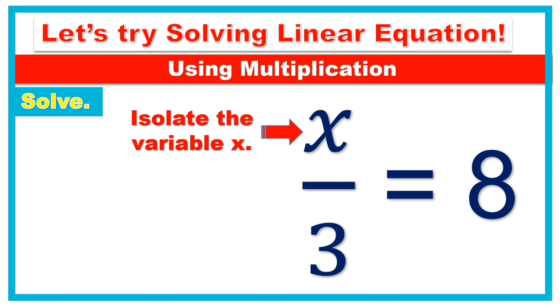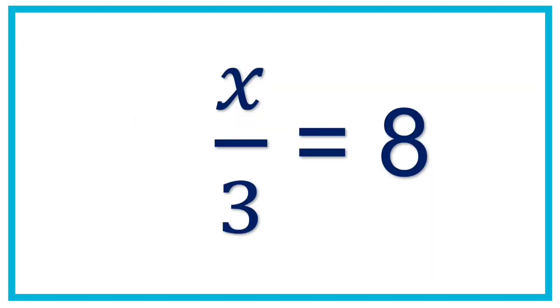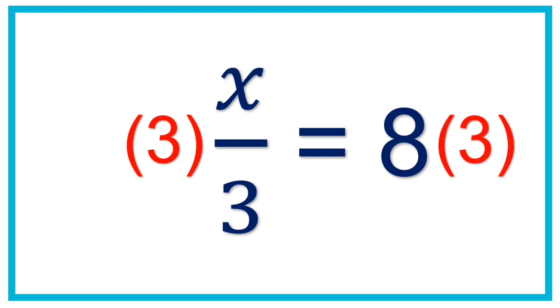Our main goal is to isolate the variable, and in this case, our variable is x. x divided by 3 equals 8. How are we going to isolate that? By doing the inverse operation, which is multiplication. We are going to multiply by 3. When we multiply 3 on the left side, we must also multiply 3 on the other side to make the equation balance.